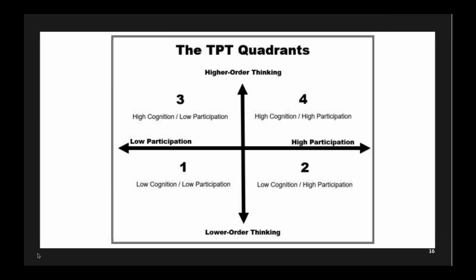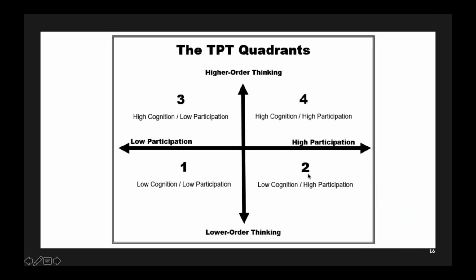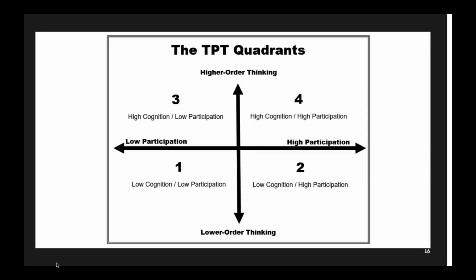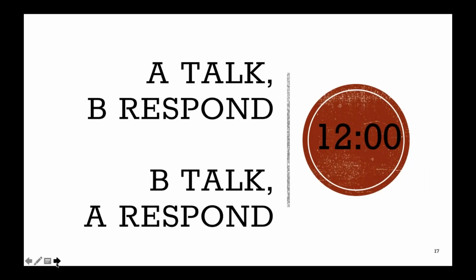So if we go back to this slide, we are either in quadrant 2 or 4, depending on the level of cognition you're asking students to function on. Handout 3 describes A talk and B responds within the course materials.